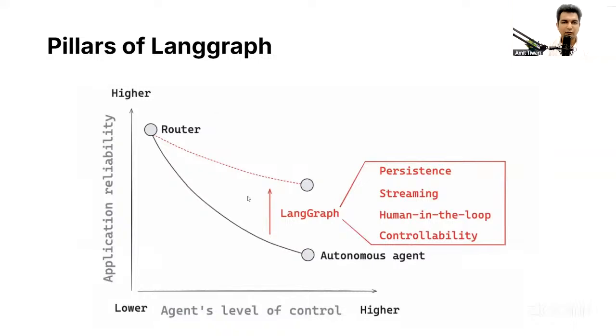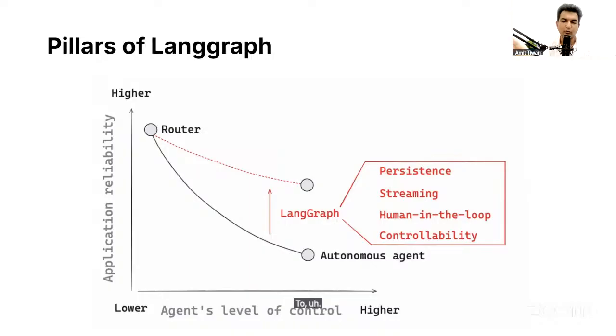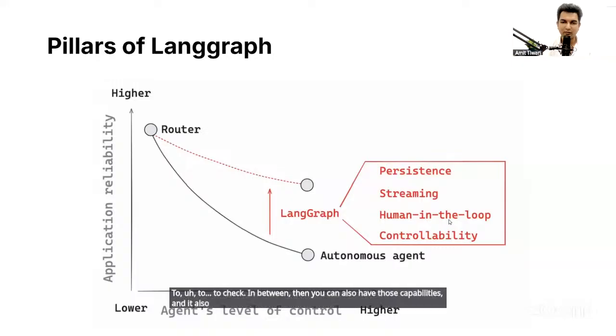And the good thing about LangGraph is that it has these qualities of persistence. It has a human in the loop. If you want decisions to be more controlled by keeping a human to check in between, then you can also have those capabilities, and it is also controllable. So LangGraph provides this controllability also.